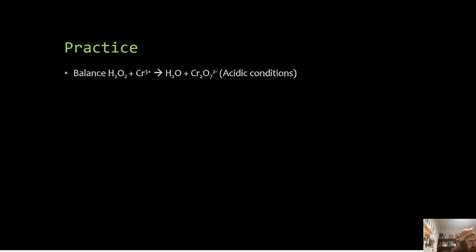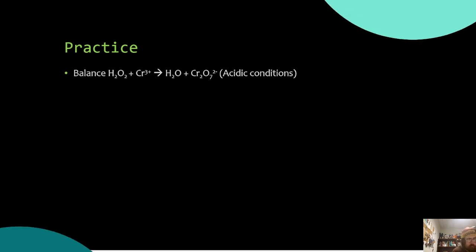Obviously, we need to keep practicing, because these are not easy, and so we need to keep looking at them. H2O2, so hydrogen peroxide, and chromium 3 goes to water and dichromate in acid. Okay, I wrote that reaction down so that we can now look at this.